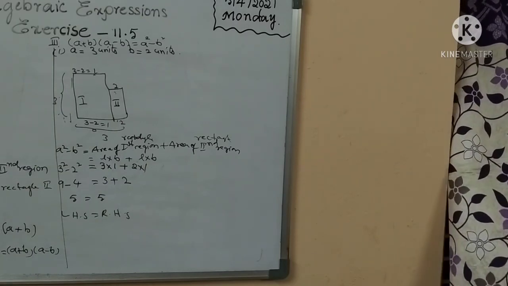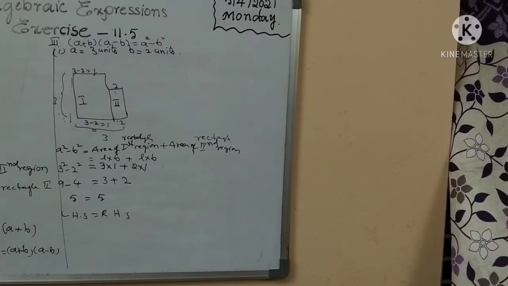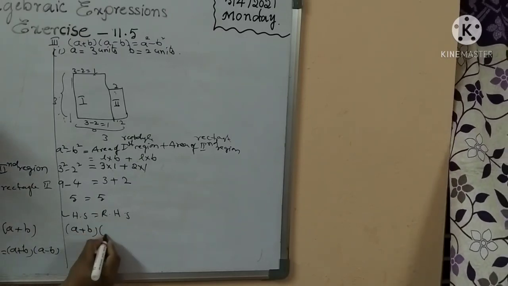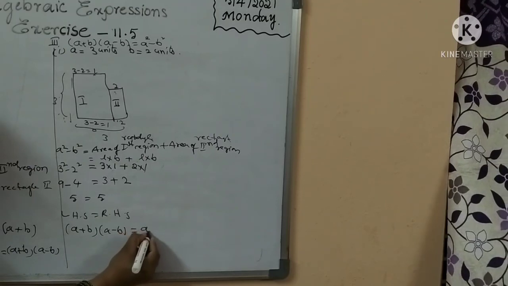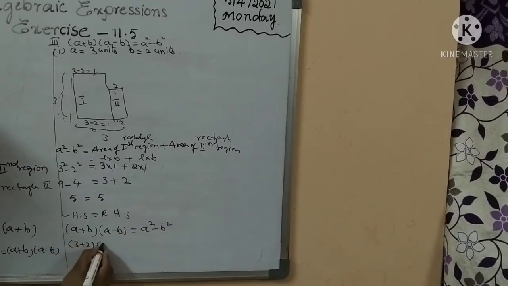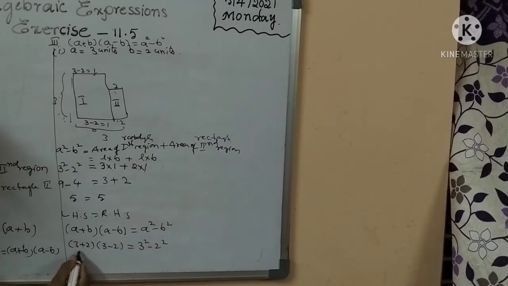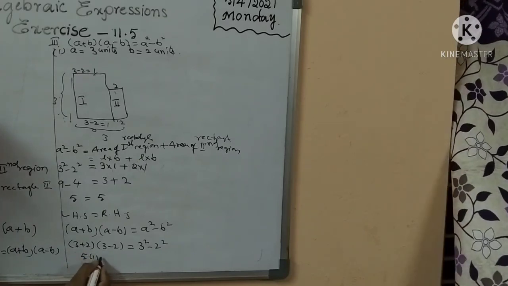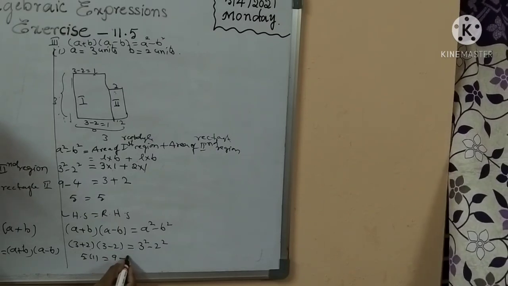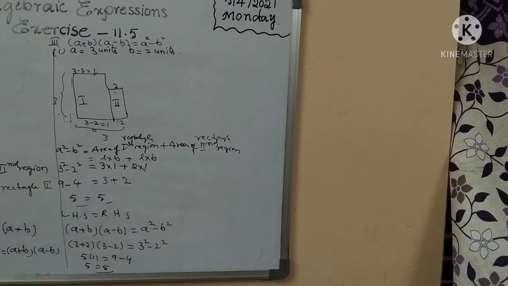Did you understand, children? Okay. At the same time, it is one sum: a plus b into a minus b equals a square minus b square. What is a here? 3 plus 2 into 3 minus 2 is equal to 3 square minus 2 square. 3 plus 2, 5, into 1 is equal to 3 square, which is 9, minus 2 square, which is 4. 5 1s are 5, equal to 5. It is also the same. 5 is correct.